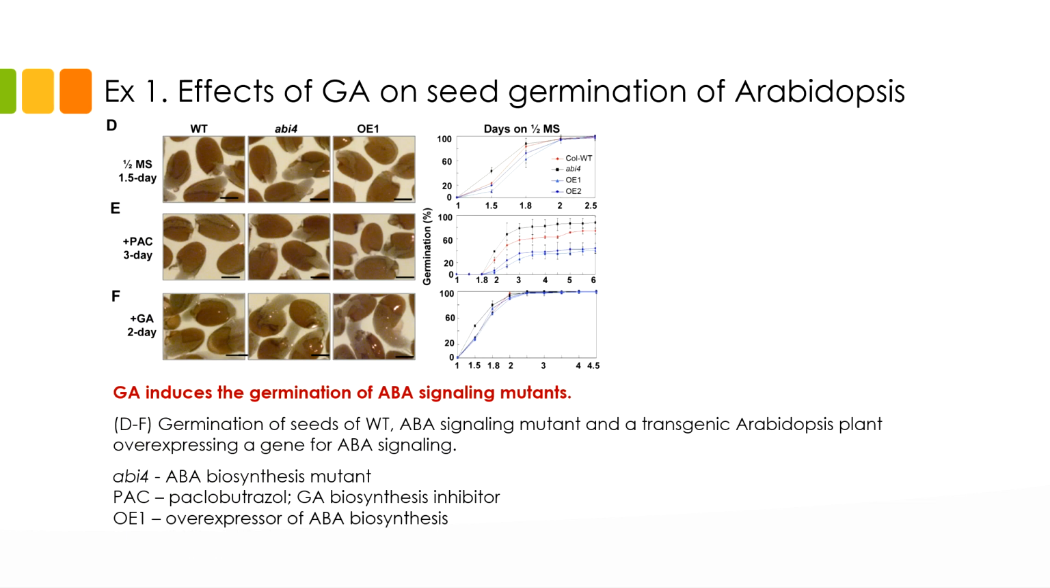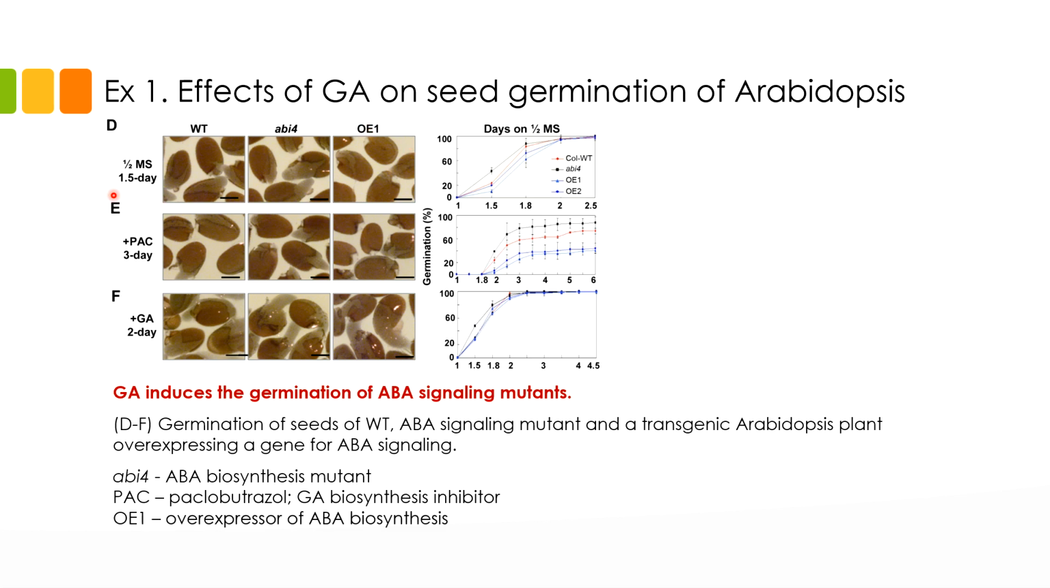This slide illustrates how GA affects seed germination in Arabidopsis in relation to ABA content. GA and ABA have an antagonistic relationship in the context of germination. ABA prevents germination, while GA promotes germination. In this panel, we have the normal seeds labeled as WT or wild type. We have ABI4, which is a mutant that cannot produce ABA, and OE1, which produces too much ABA.